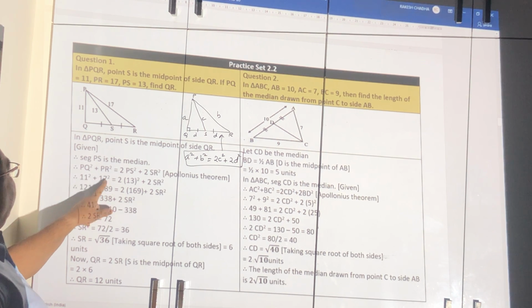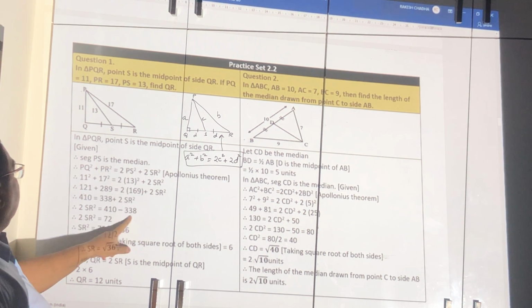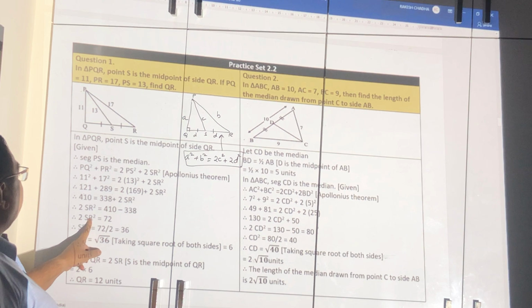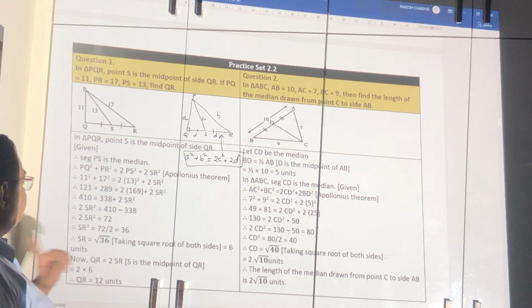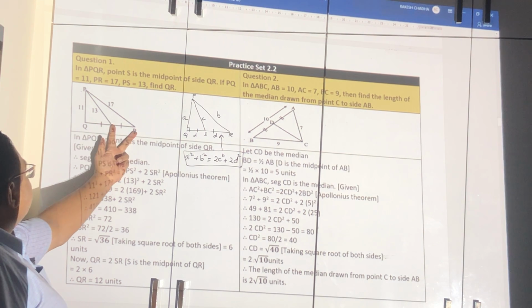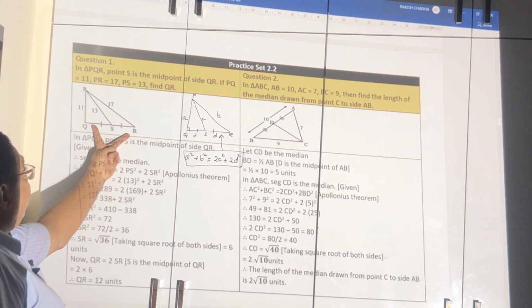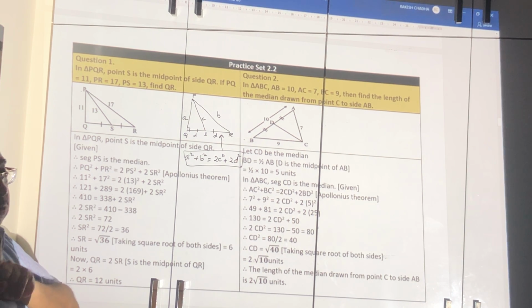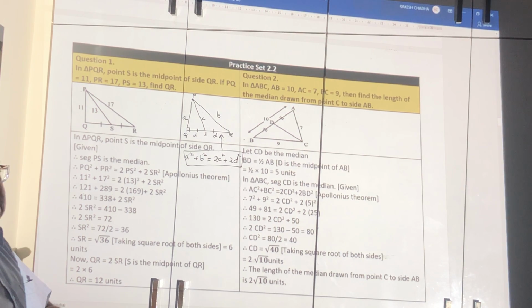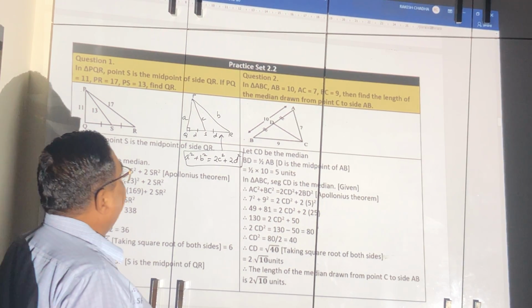I will substitute 11, 17, 13, and I will get 2SR square is 72, SR square is 36, SR is 6. Now SR is 6, so 6 and 6 is 12. I am going to find QR. Don't leave at SR, they will not give you marks. You are not supposed to find SR, you are supposed to find QR. QR is double of SR, so getting SR will help.